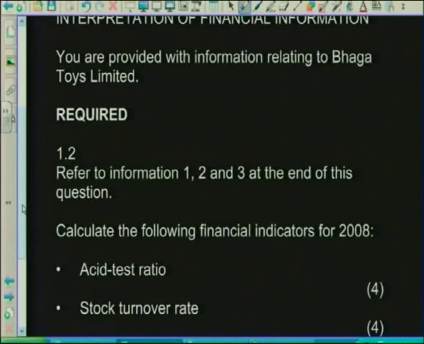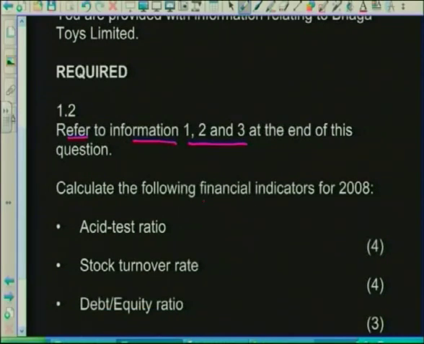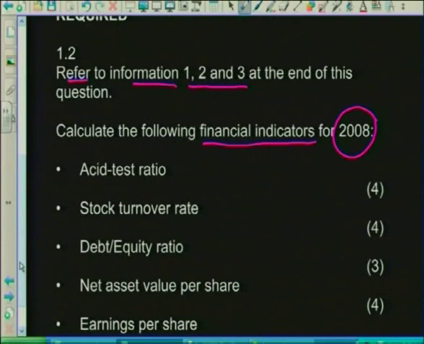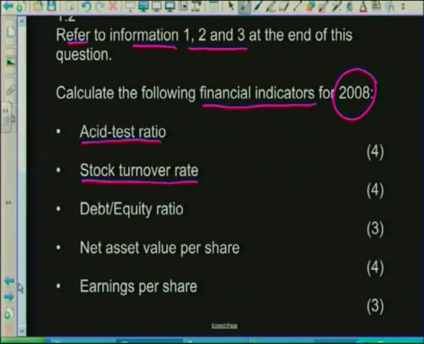For the next question, we are asked to refer to information 1, 2, and 3. At the end of this question, we are required to calculate the following financial indicators for 2008. So we're going to be calculating the acid test ratio, then the stock turnover rate. Thereafter, we're going to calculate the debt equity ratio, net asset value per share, and then finally, earnings per share. So we're going to have to do some ratio calculations.